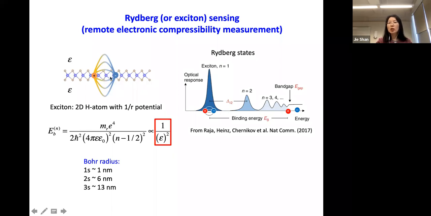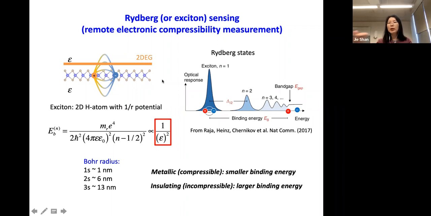We also know that the dielectric screening is small in the monolayer setting, let's say in some environment. So the electric field lines that are responsible for electron-hole binding are mostly outside this monolayer material, like what I'm showing in this cartoon. So the binding energy is very sensitive to the surrounding dielectric material.